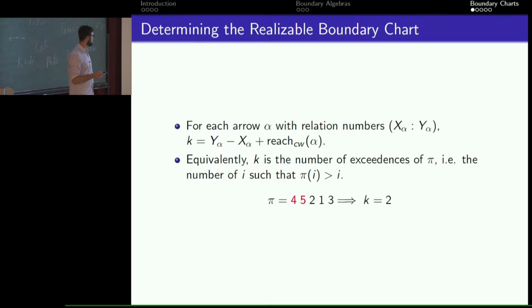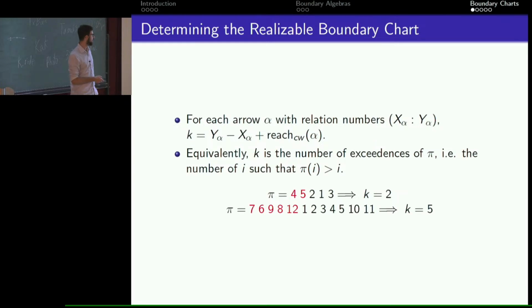Okay. And equivalently, maybe an easier way to get k, it's the number of exceedances of pi, which means the number of i such that pi of i exceeds i. So pi of 1 is 4, which is more than 1. Pi of 2 is 5, which is more than 2. So I've got 2 exceedances. The rest are not exceedances. Here, the first 5 values are bigger than 1 through 5 respectively, whereas the rest are not bigger than their position. So you only have 5 exceedances. Okay. So this tells us how to determine all this information for a realizable boundary chart.